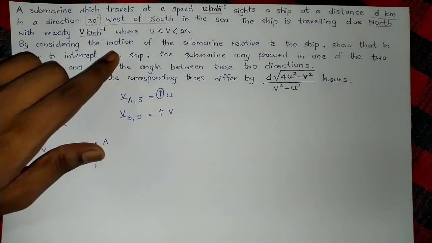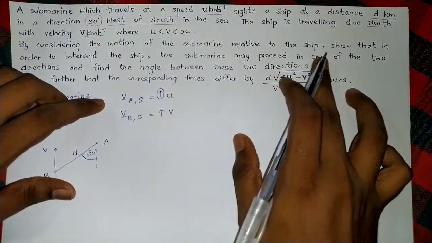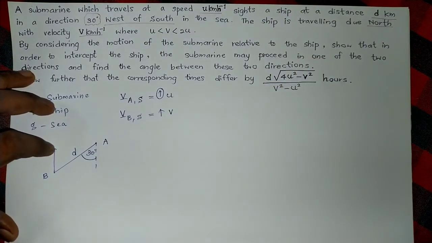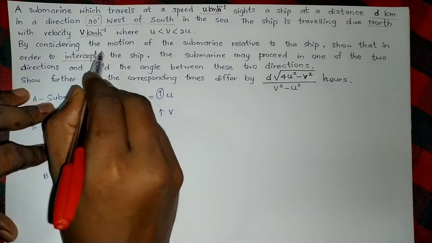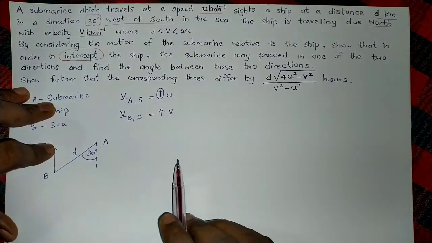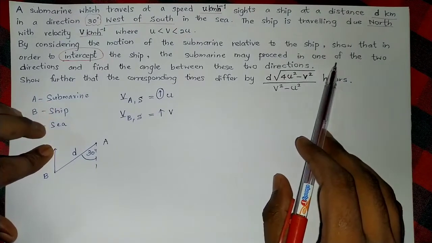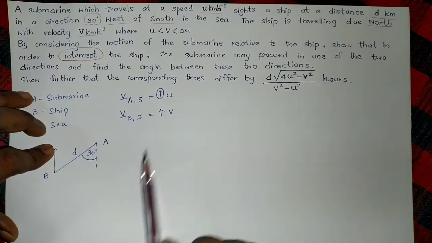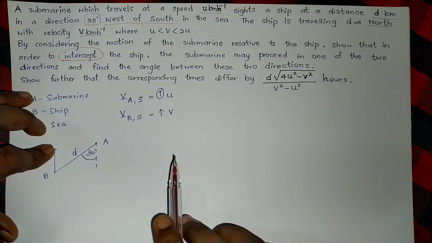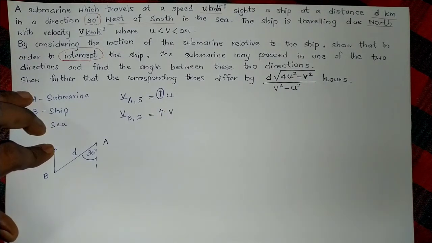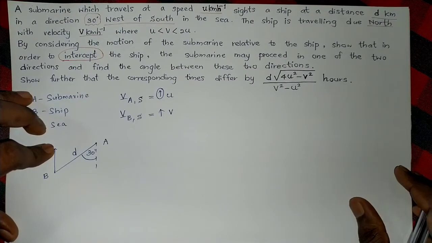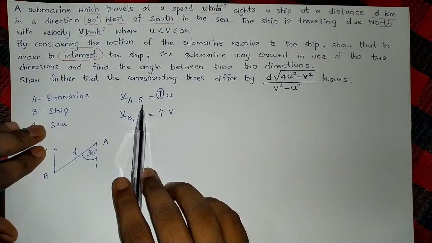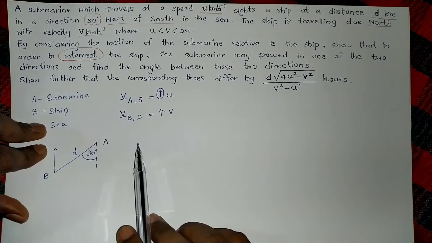By considering the motion of the submarine relative to the ship, show that in order to intercept the ship, the submarine may proceed in one of the 2 directions and find the angle between these 2 directions. Now we have to use circle method to draw the velocity triangle, because one direction is unknown. Direction of submarine with respect to C is unknown.